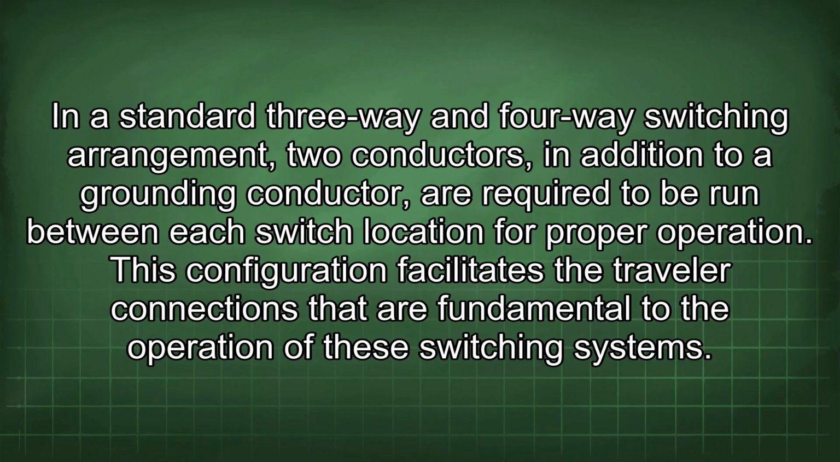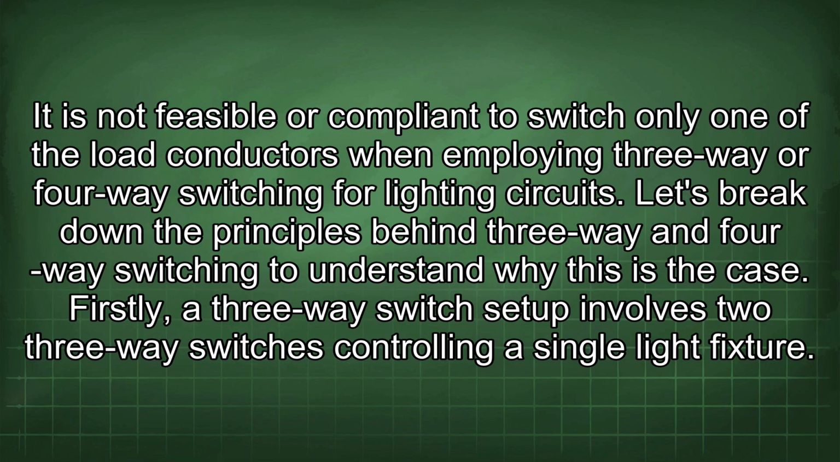In a standard three-way and four-way switching arrangement, two conductors, in addition to a grounding conductor, are required to be run between each switch location for proper operation. This configuration facilitates the traveler connections that are fundamental to the operation of these switching systems. It is not feasible or compliant to switch only one of the load conductors when employing three-way or four-way switching for lighting circuits. Let's break down the principles behind three-way and four-way switching to understand why this is the case.